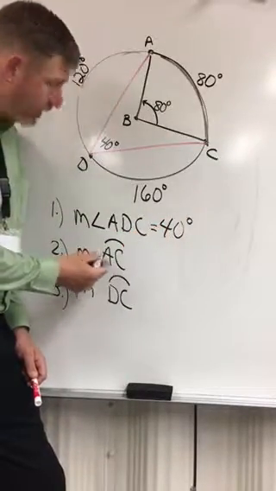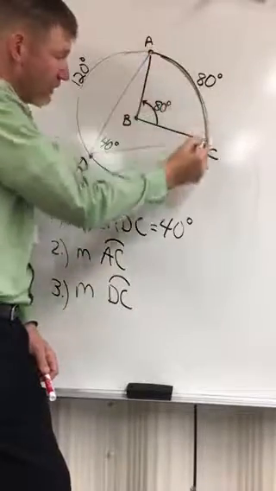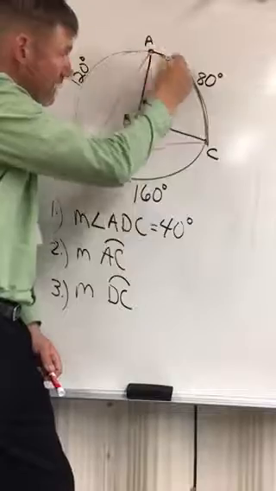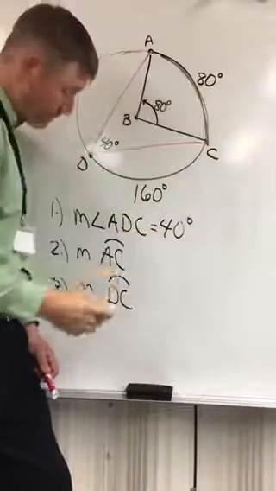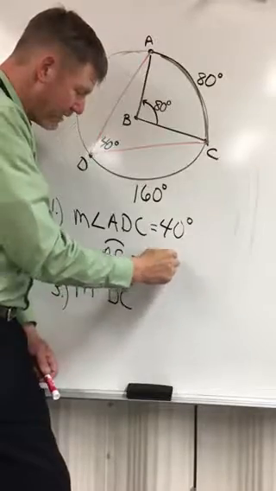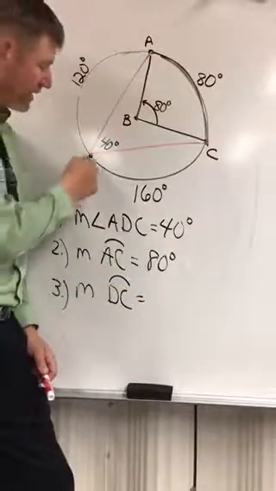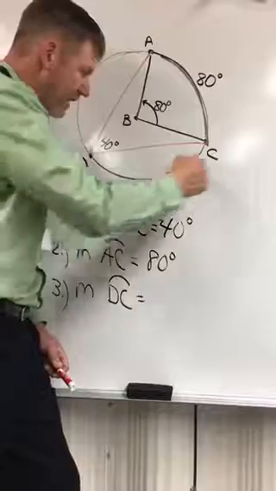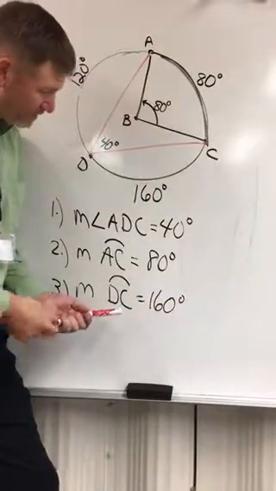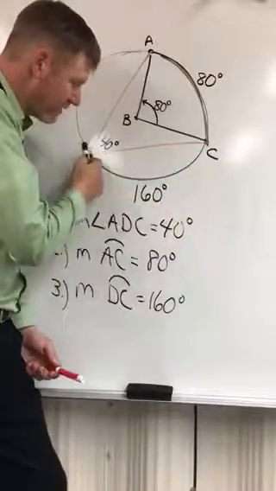Okay. Let's look at the arc AC. Well, we just figured that out, because all the way around it had to add up to 360 and there was an 80 degree arc left over. So arc A to C is 80 degrees. Okay. Now look at arc DC. Arc DC is 160 degrees. Now what does that mean exactly, that arc DC is 160?